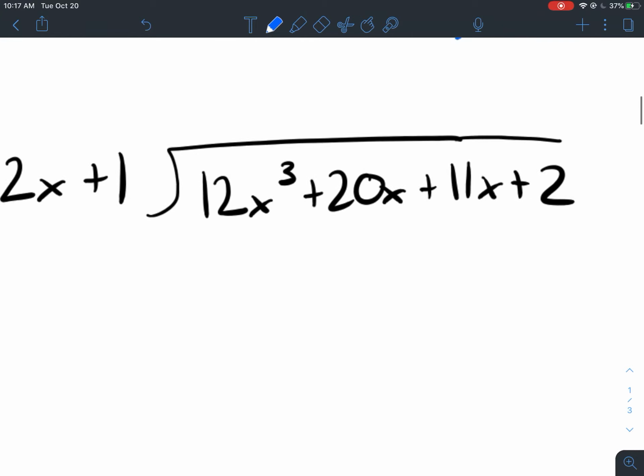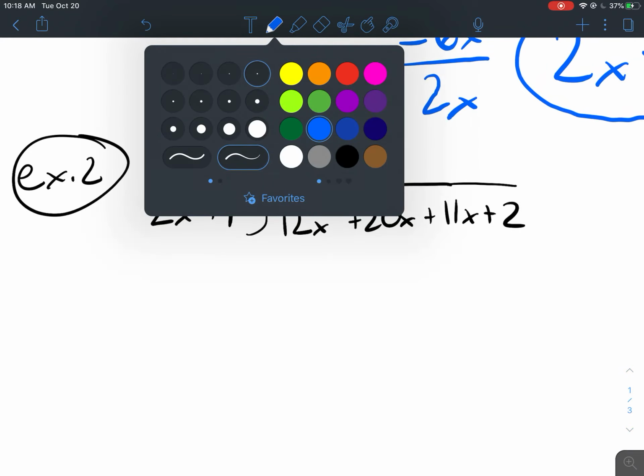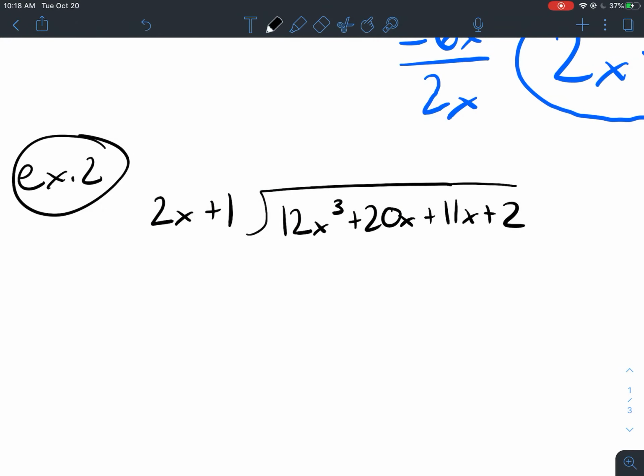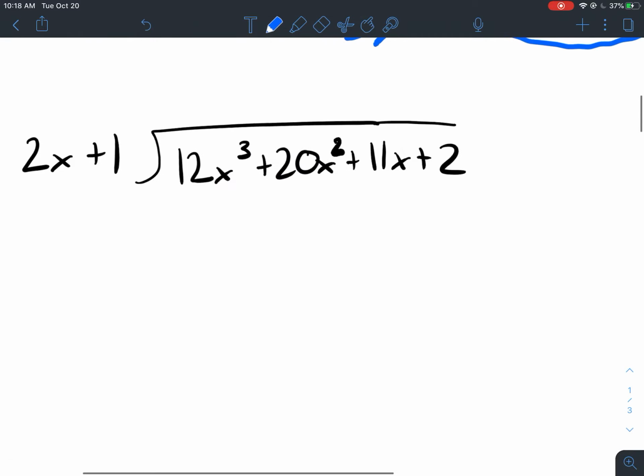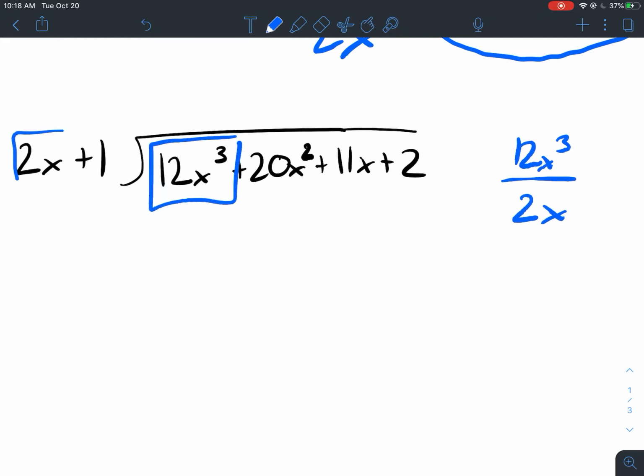All right. Now, one thing for number 2, I did make a little error here, so sorry. There should be a squared on this x, so go ahead and add a squared on that x. Sorry about that. All right, so now we're going to do our division, the same way we've done it before. We take our 12x to the third power and divide it by 2x. Again, I took my first term, divided it by this first term, and I got a 6x squared.